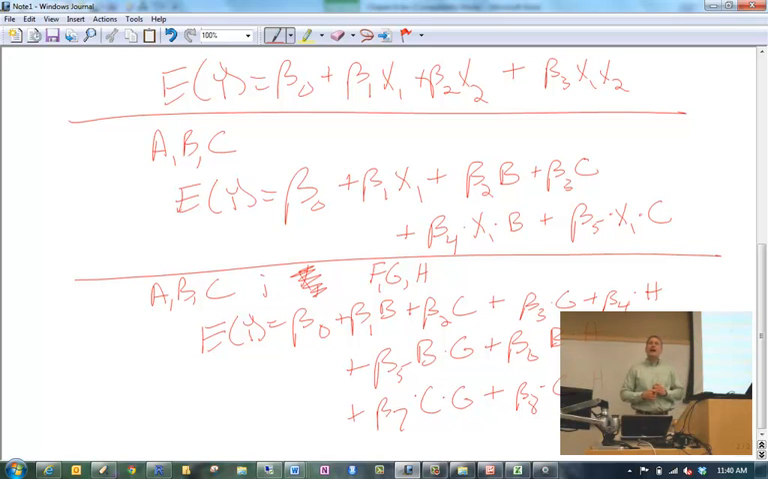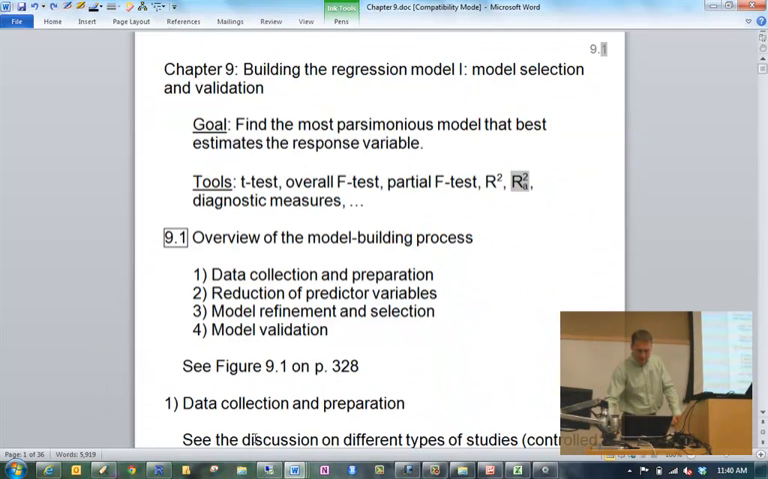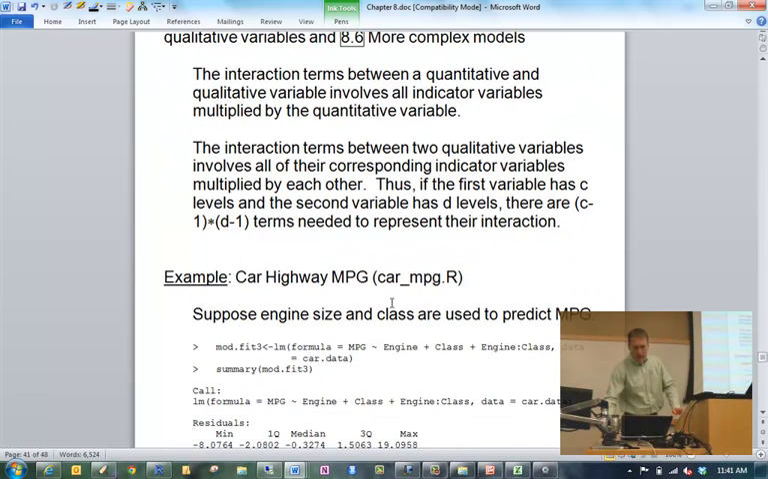You should think about how your X matrix looks as well, corresponding to a question that we had earlier. So in general, let's actually go to the notes now. Let's say the first qualitative variable had C levels to it. The second qualitative variable had D levels to it. Then there are C minus 1 times D minus 1 terms needed to represent that interaction. Let's take a look at an example.